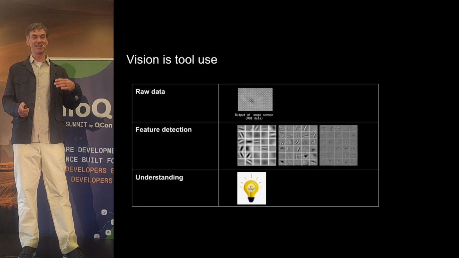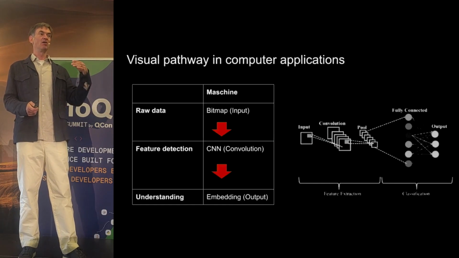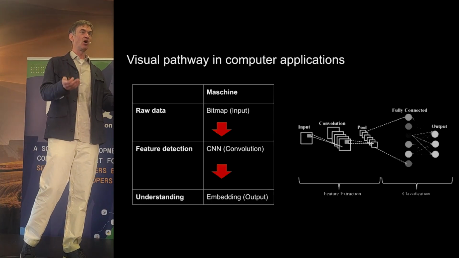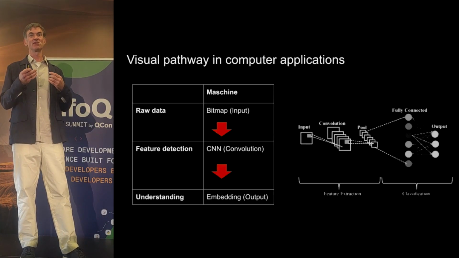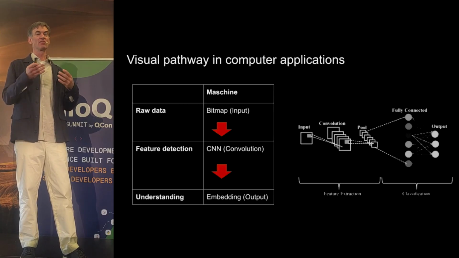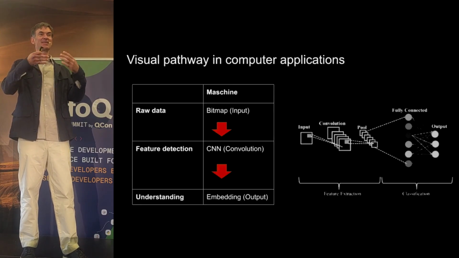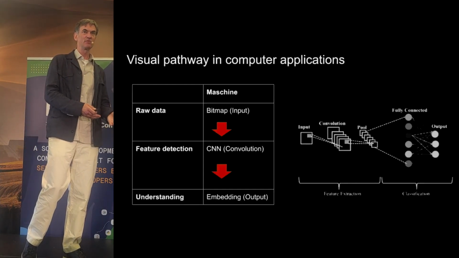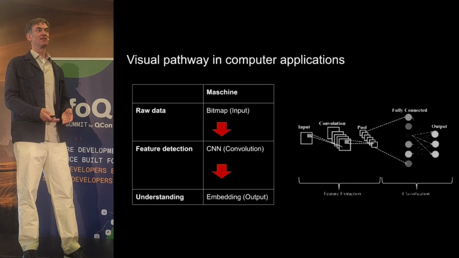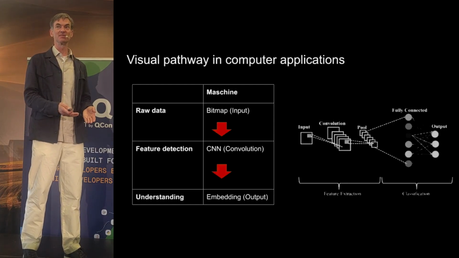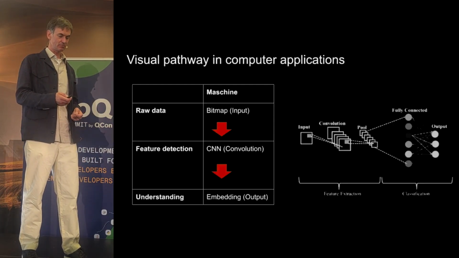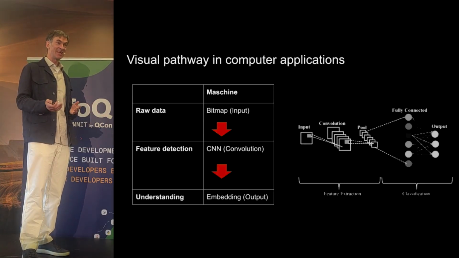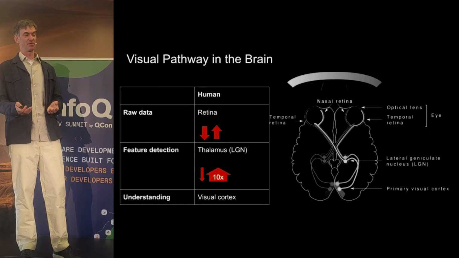For computers, these layers are, on the starting level, the bitmap, the pixel data. On the next layer, we have the convolutional neural networks with more and more features as the layers get higher and higher. And finally, we have the embedding, which we get with the latest attention models. So that's how the computer processes our images. But how does a human do it? Well, on first sight, the human works very similar.